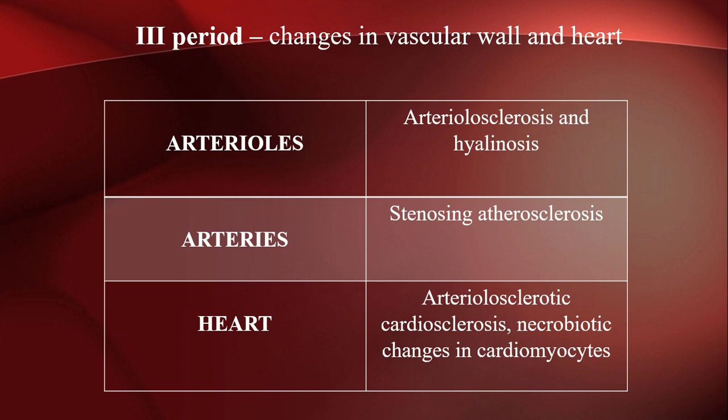And the third period, change in the vascular wall and the heart. The arterioles also show arteriosclerosis and hyalinosis. In the arteries, stenosing arteriosclerosis. In the heart, arteriosclerotic cardiosclerosis and necrobiotic change in cardiac muscle cells.